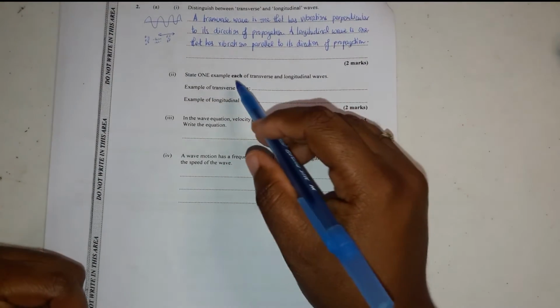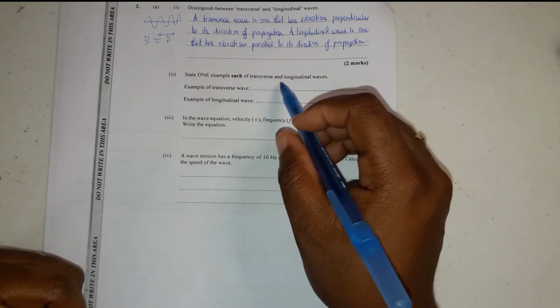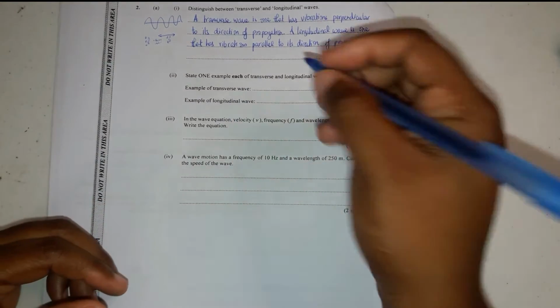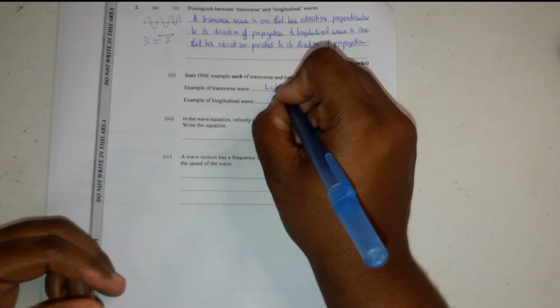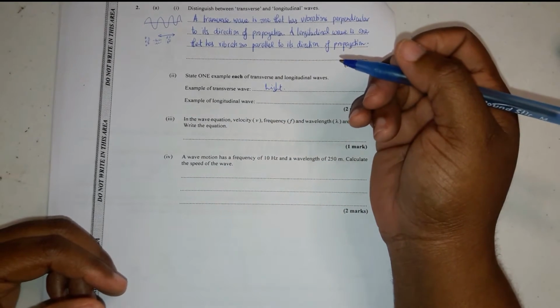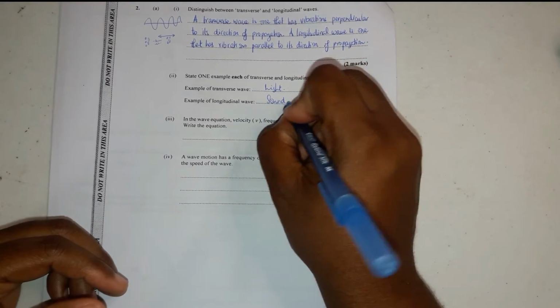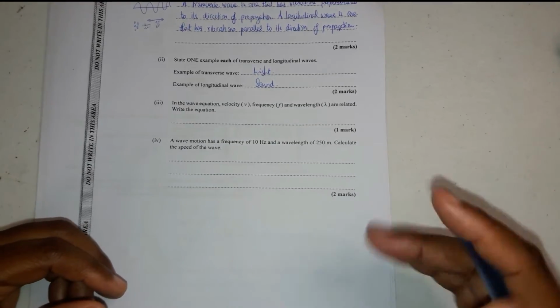Now, state one example each of transverse and longitudinal waves. It's just asking for an example of a transverse wave, and we already know that light is an example of a transverse wave, and sound is our example of a longitudinal wave.